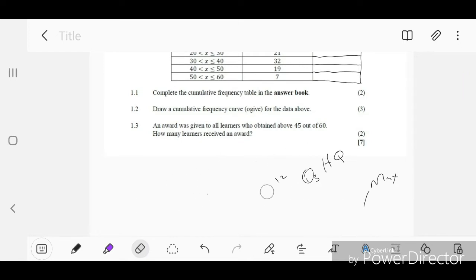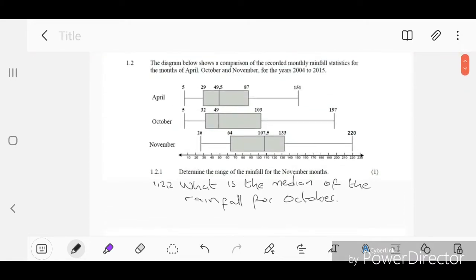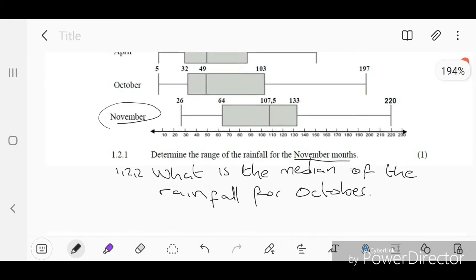Okay, so now they are saying to us, determine the range of the rainfall for November. Okay, so we're gonna check for November, and we check the timeline. They normally will give you the timeline, and you check the timeline and you take the maximum minus the minimum. That's what the range is. You find the range by taking the maximum and minusing the minimum.